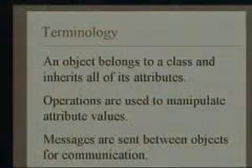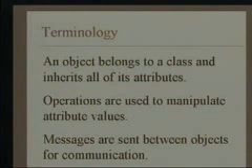Now, what exactly is object-oriented technology? Before that, what is an object? Let's take an example, a car. A car is an object which belongs to the class transportation. This has certain attributes like color, weight, cost, and mileage. All these attributes belong to the class transportation, and these attributes are all inherited by the object. You have operations, or methods, which are used to manipulate these attribute values.